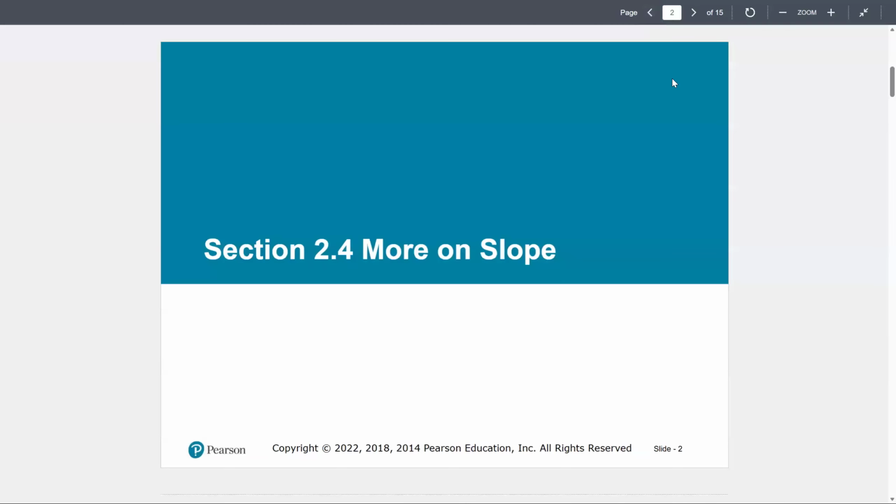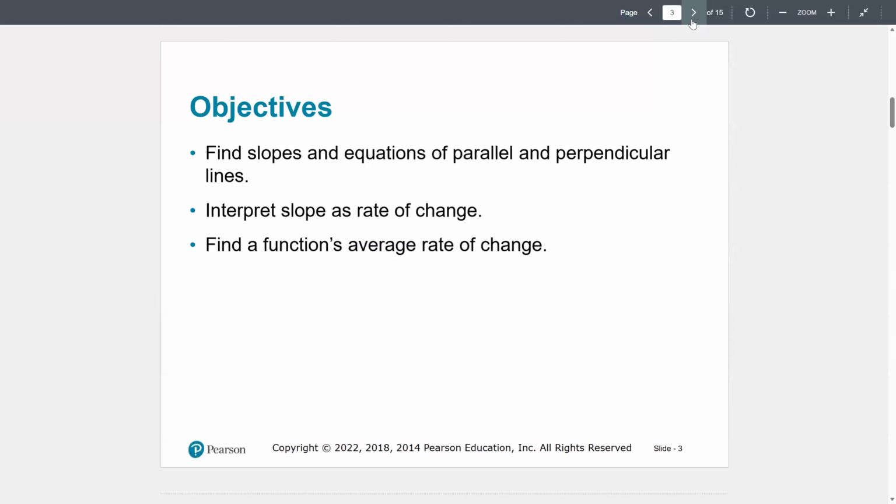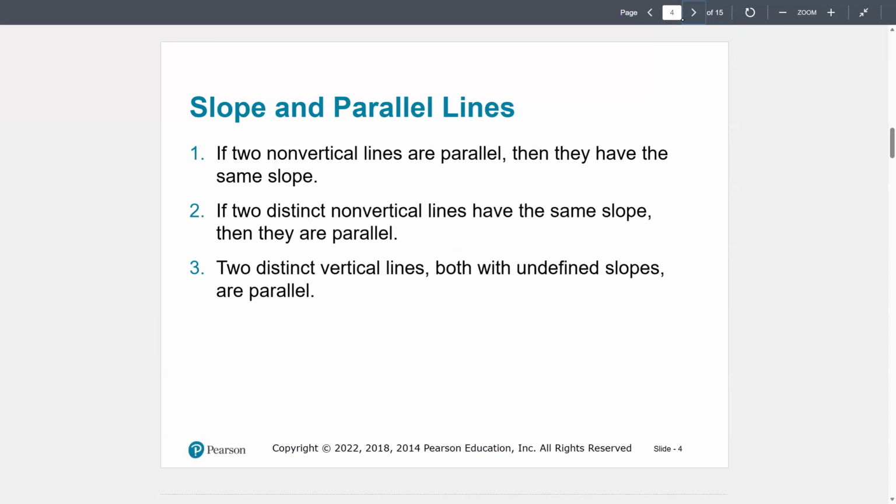Section 2.4, we're going to do a little bit more on slope. We're going to talk about the slopes and equations of parallel and perpendicular lines, and a little more about interpreting slope as an average rate of change. So parallel lines, you've probably heard of this as being two lines that cannot cross, or two lines that never intersect. Those are what we call parallel lines.